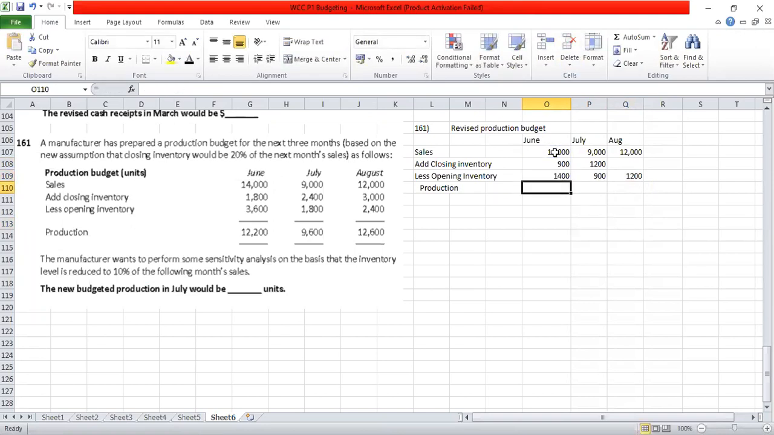But the closing inventory for August cannot be calculated because we do not have any detail about September. So let's pick only till June and July. June production will be, anyway they have asked only for July. So we take sales plus the closing inventory minus the opening inventory. The same thing for July, but August we cannot find out. So let's not highlight that and stop it here only.